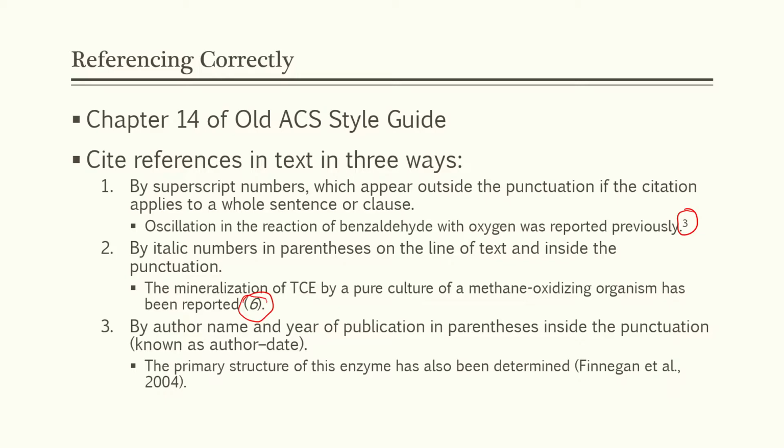And then the third way is known as author-date, and that's because it's going to include in parentheses near the information the author's name and the date. In this case, the references are not going to be in numerical order at the end, but they would be in alphabetical order at the end.